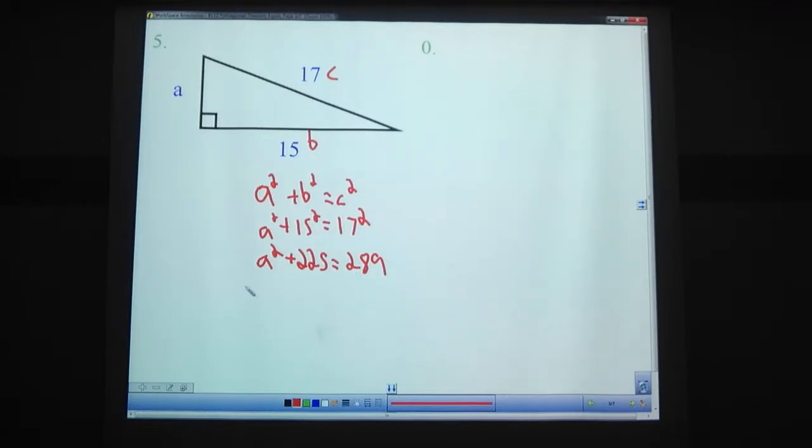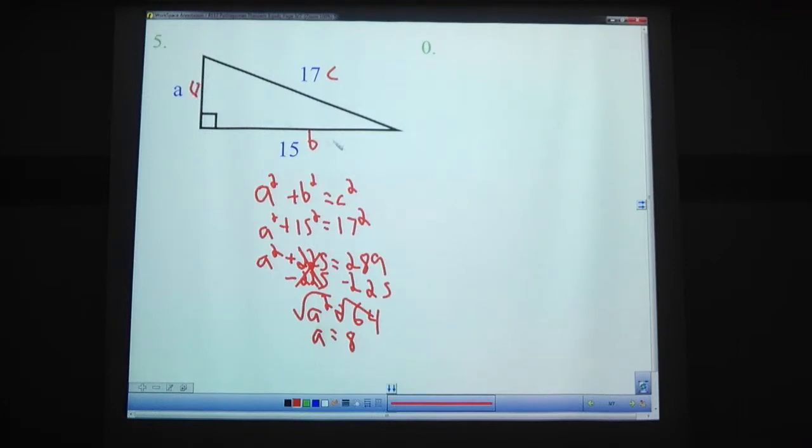Kind of tricky. A squared plus 225 equals 289. So you are welcome to use a calculator. You need to subtract the 225 from each side, leaving us a squared equals 289 minus 225, 64. Now we do the square root of each side, a equals 8.